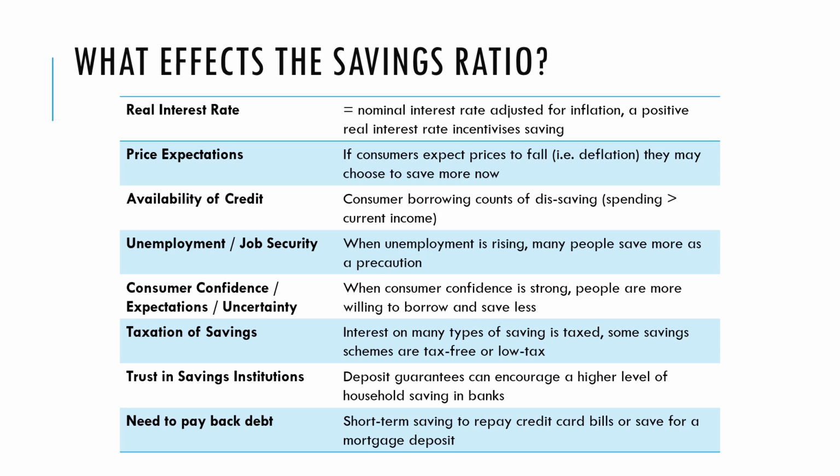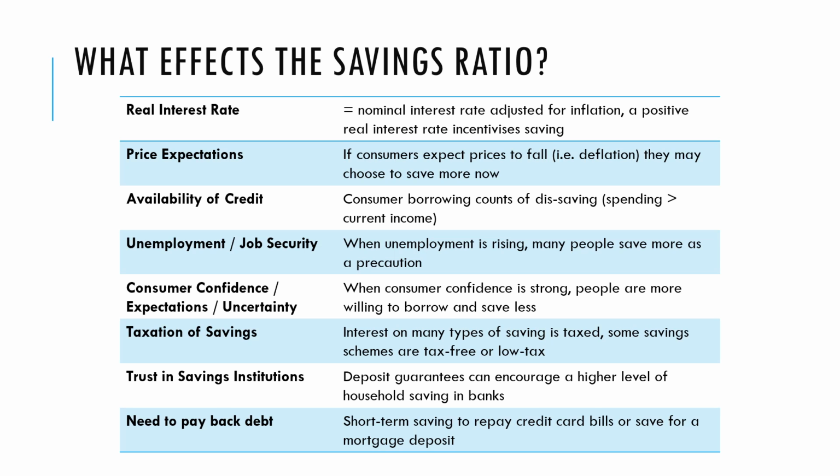Unemployment, job security. When unemployment is rising, many people save more as a precaution. Consumer confidence. When consumer confidence is strong, people are maybe more willing to borrow and save less. Tax on savings. A lot of accounts, you have to pay tax on savings unless it's an ISA. So the interest in many types of savings is taxed. And if that tax rises, people will save less.